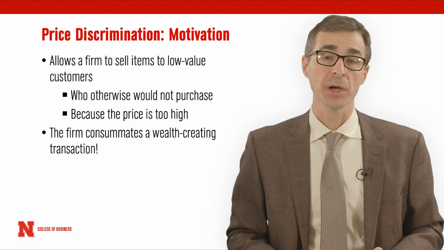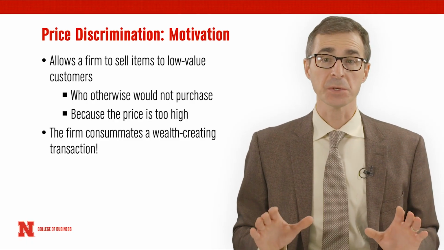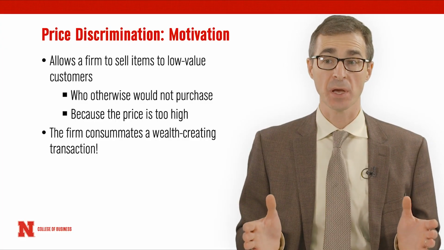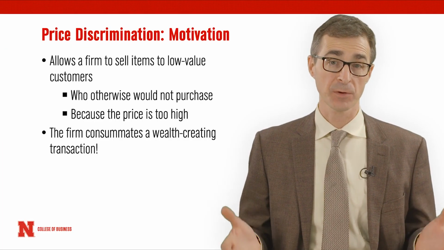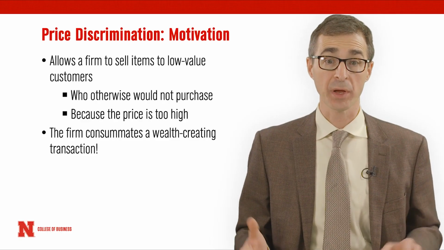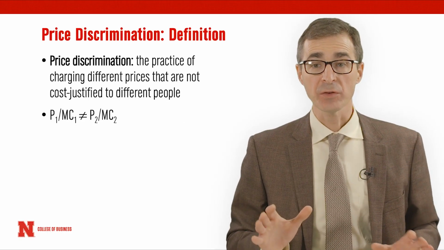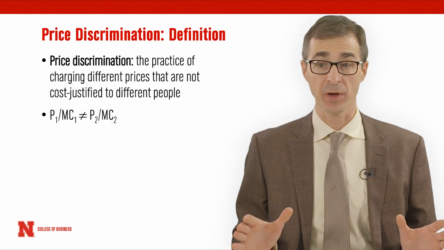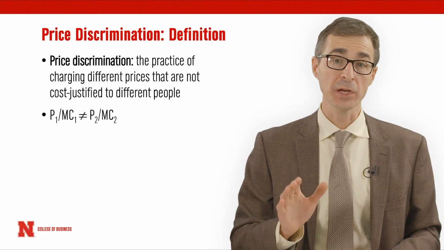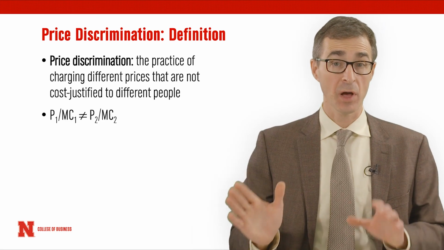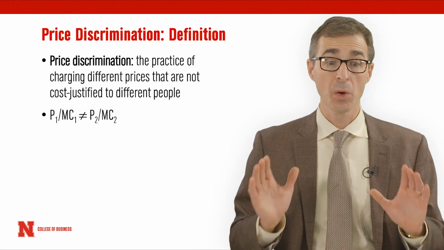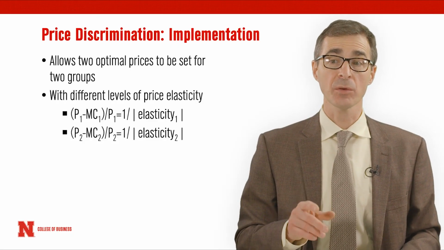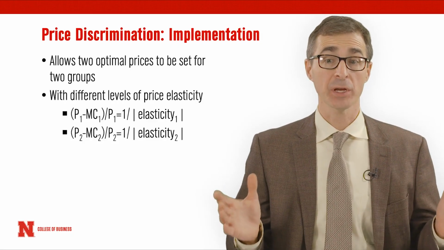So the motivation behind price discrimination is that it allows a firm to sell items to low-value customers who otherwise would not purchase them because the price is too high. So the firm consummates additional wealth-creating transactions. If price discrimination is the practice of charging different prices that are not cost justified, then that means the ratio of the price to marginal cost among the different groups of customers will not be equal. Instead, the prices are going to be set optimally for each group.